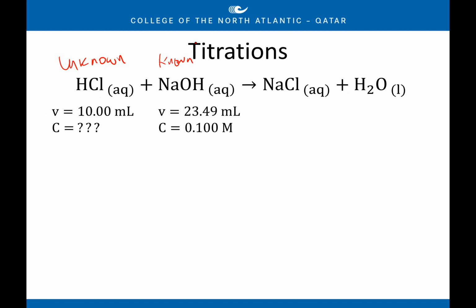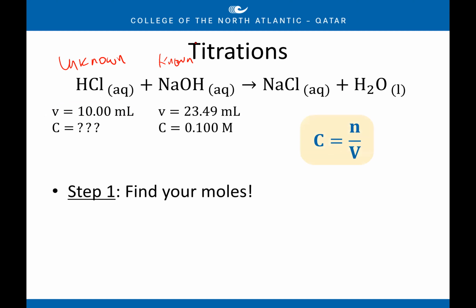The known, like when I say known, I mean it's the chemical that we have the volume and concentration for. So step number 1, find the moles of the chemical that you know. This is the same as what you would have done in chemistry 1120. So again, this is not anything new. You've done this before. You would find the moles of the chemical that you know the information about.